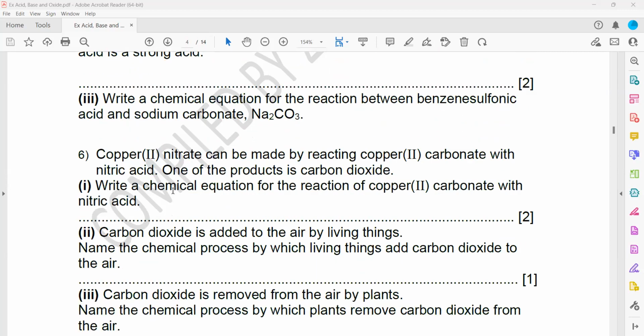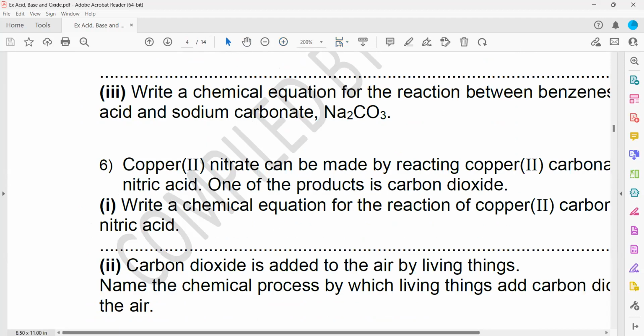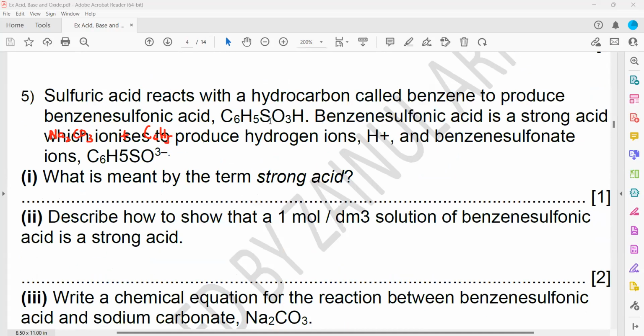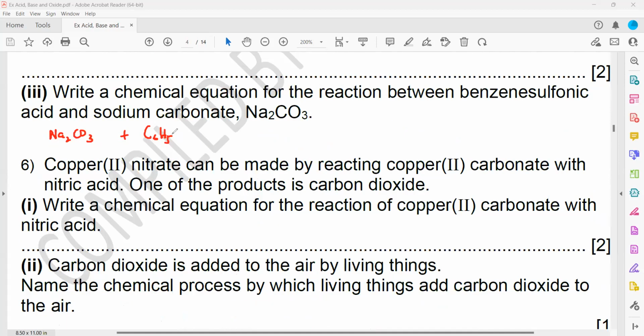Then write a chemical equation for the reaction between benzene sulfonic acid and sodium carbonate. Whenever any acid reacts with carbonate, it will give salt, water, and carbon dioxide. Sodium carbonate is Na2CO3. Benzene sulfonic acid is C6H5SO3H.